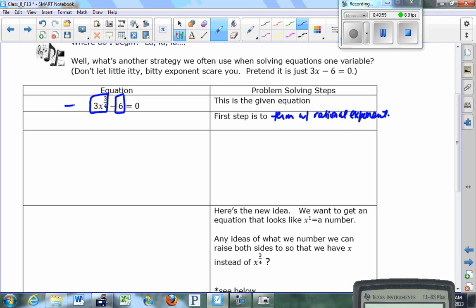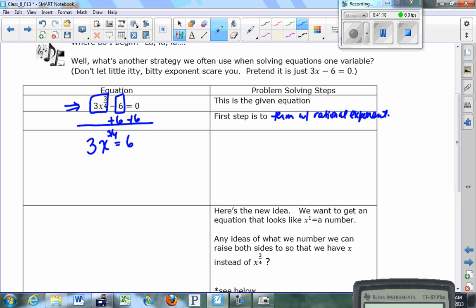It's right there. It's already on the left side, so I'm just going to keep it there. But I want it all by itself on one side of the equation. Oh, so you just add 6. Add 6 to both sides. Okay. Add 6 to both sides. And now I have 3x to the 3/4 equals 6.